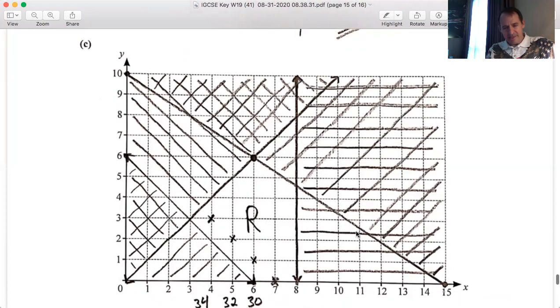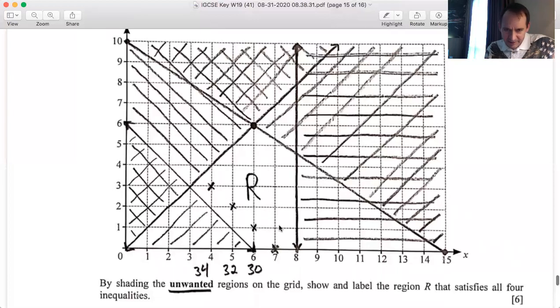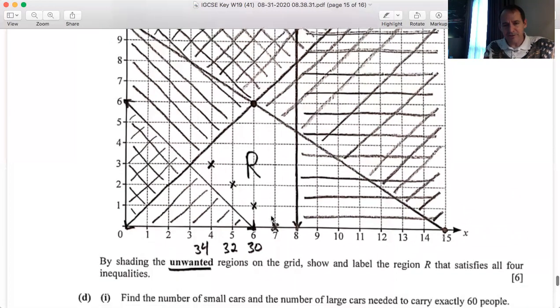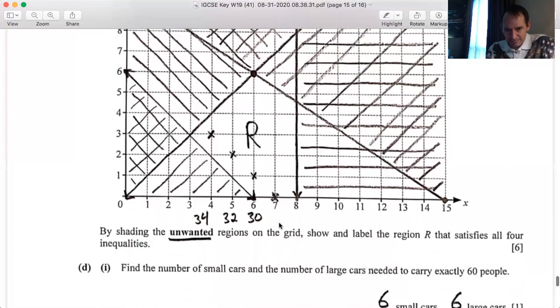And when you do all that shading, we have this blank space here in the middle. We label it with the R. This is called our feasibility region. This is the region that satisfies all the criteria necessary.